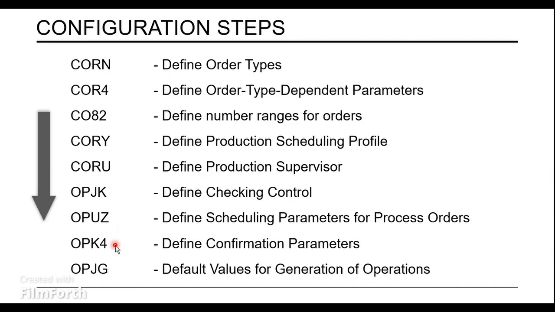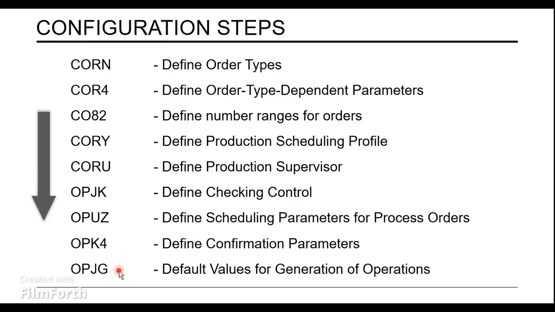The confirmation parameters basically help us whenever you want to confirm any particular phase in the process order. How should the values appear in that particular screen in the COR section? As soon as you enter the process order number and the phase number, should the values be automatically populated there, or should the user enter the actual values, right? Those kinds of settings will be configured in this OPK4.